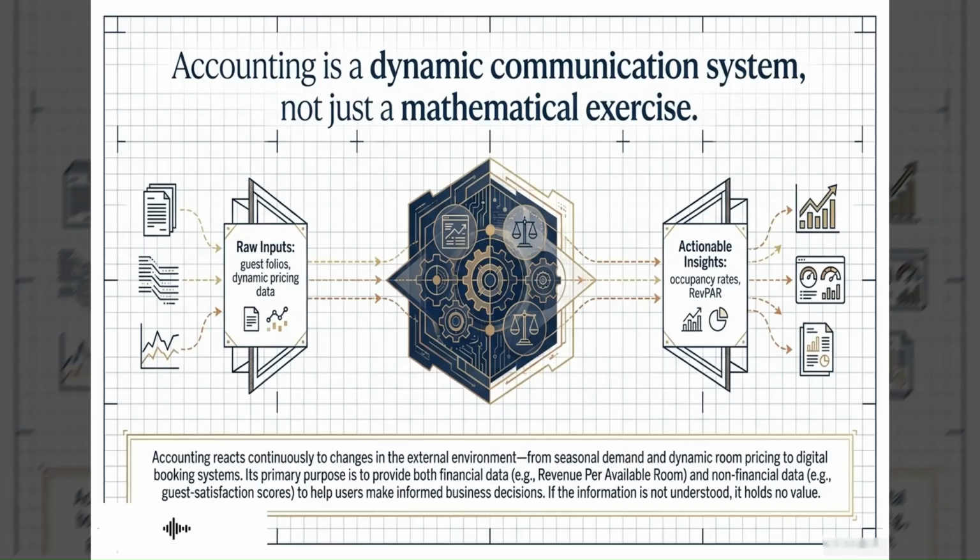The first thing to unlearn is that accounting is about crunching numbers. Numbers are the raw material, they are not the point. Look at the statement on the screen. Accounting is a dynamic communication system that reacts to the external environment. Every word there is load bearing. So let us take them one at a time.